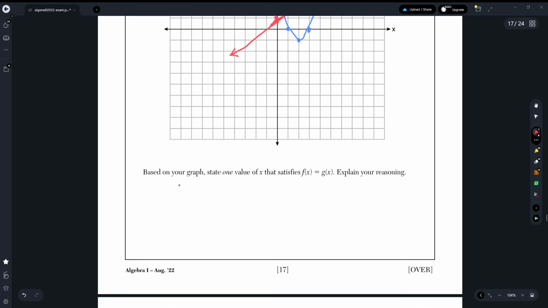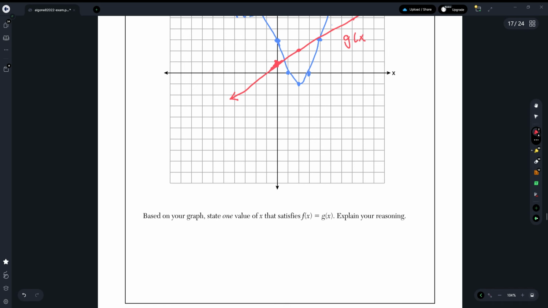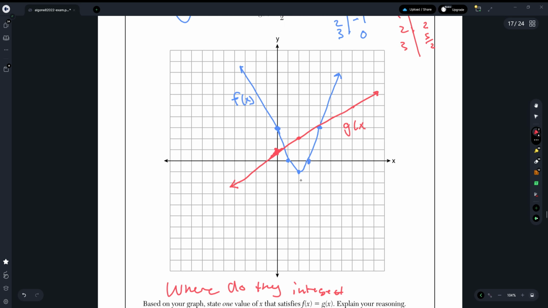And then part 2 says, based on your graph, state one value of x that satisfies f of x equals g of x. So all that means is, where do they intersect, right? So let's see where they intersect. Well, if I look back at my graph, I know that they pretty much intersect somewhere around this point, right? But the way that my graph is, I don't know what my x value on that one is.